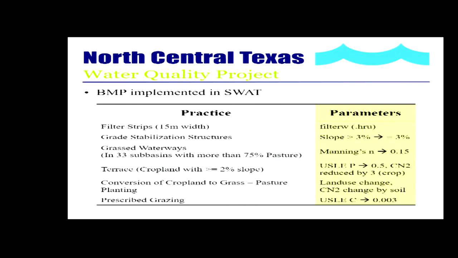So we considered several different BMPs, best management practices: filter strips around the field, grade stabilization structures along the channel, grass waterways along the channel, terraces, conservation tillage, and prescribed grazing, meaning limit the number of animals in the landscape, for example. So these are all the practices planned, and this is what parameters we have to adjust in SWAT to achieve those practices.